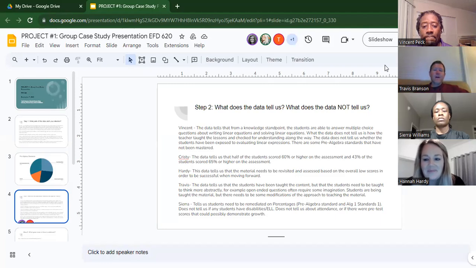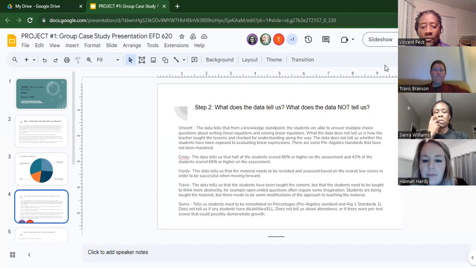Yeah, and to piggyback on that, the data tells us that the students have been taught the content, but the students need to be taught to think more abstractly. For example, open-ended questions often require some imagination. Students are being taught the material, but there needs to be some modifications of the approach to teaching the material.